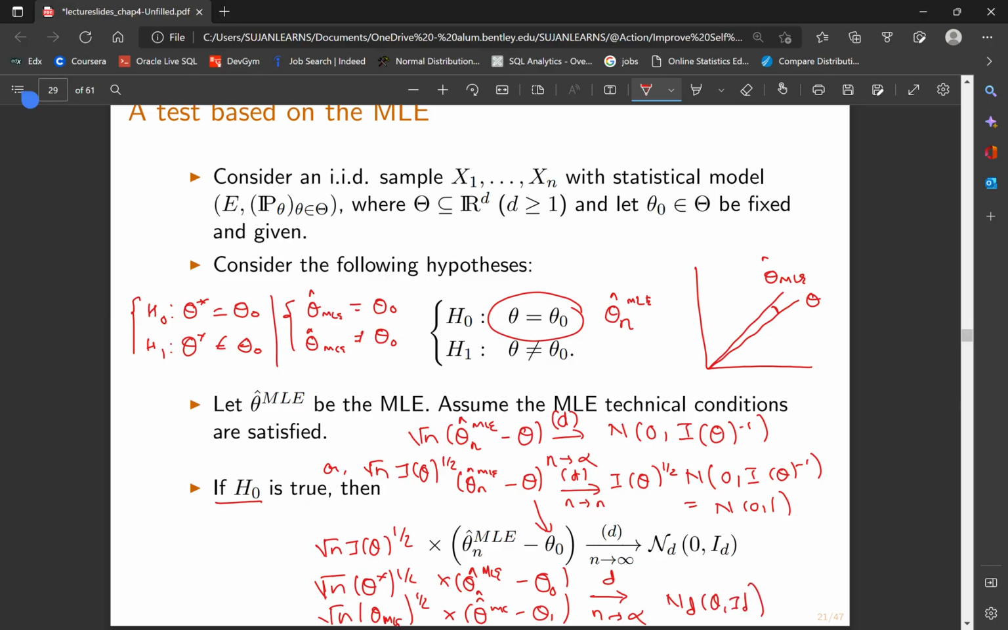So that's what we did here. We need to see how close these are, how close theta MLE is to theta, and for that we have done this kind of calculation here.